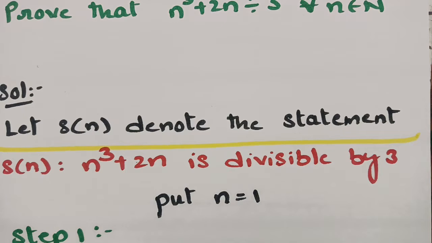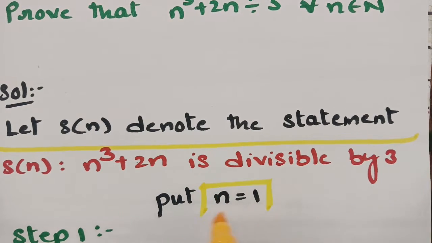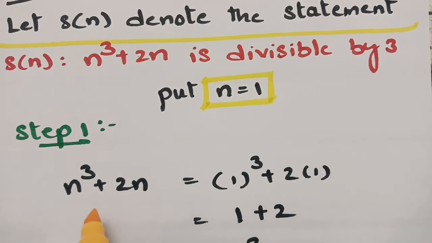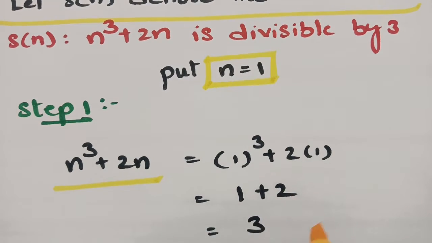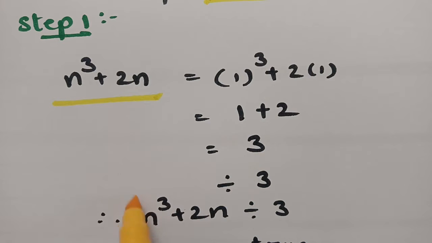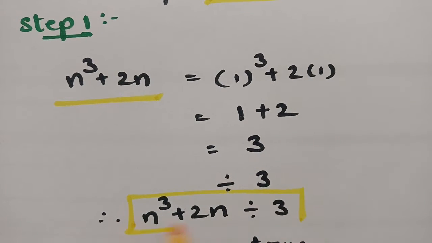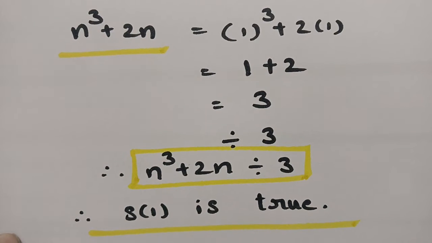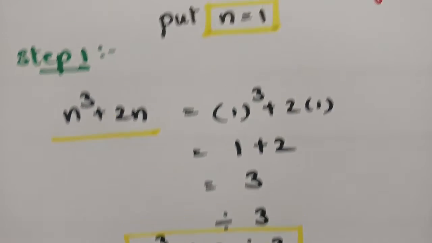So first of all, according to mathematical induction, we have to put n is equal to 1. So if you keep n is equal to 1 in the LHS part, that is n cube plus 2n, this is 1 cube plus 2 into 1, which is equal to 1 plus 2, which is 3, and which is divisible by 3. Therefore, n cube plus 2n is divisible by 3, and therefore S of 1 is true. So for n is equal to 1, the given statement is true.